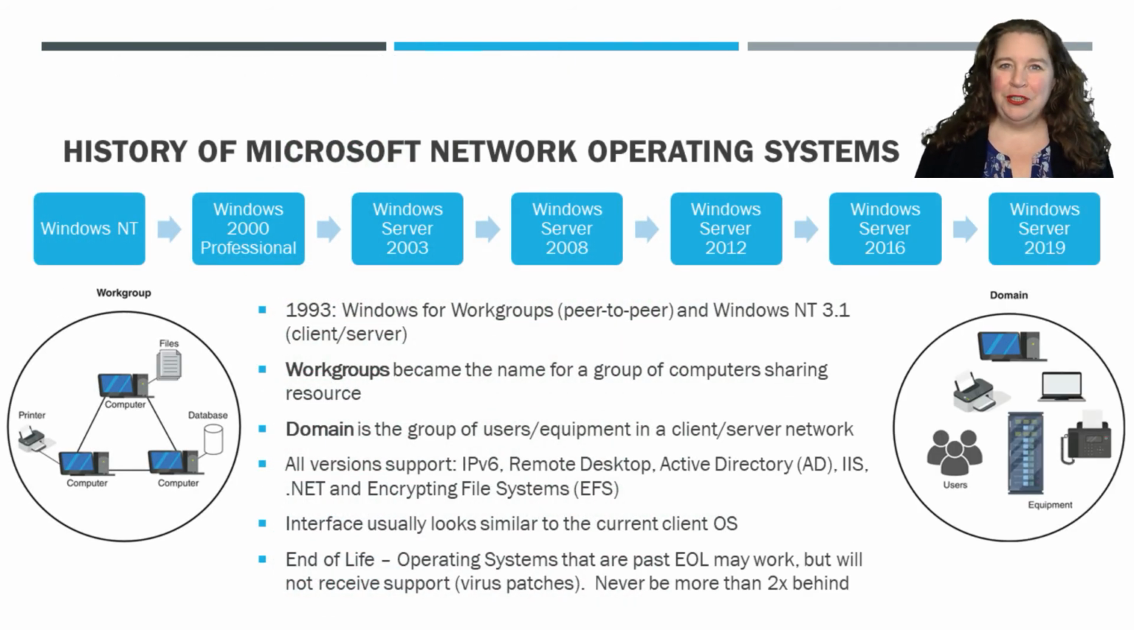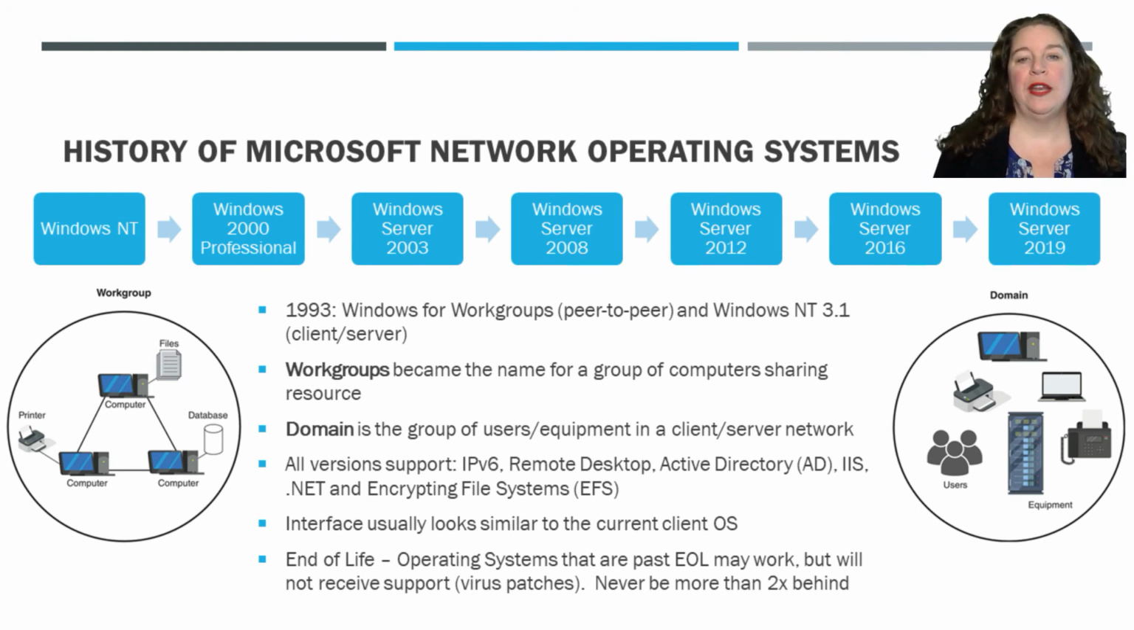Depending on how old you are, you may not remember when Microsoft started their network operating systems. Somewhere around 1993, they first started their Windows for Workgroups peer-to-peer operating system and their Windows NT 3.1. So 1993 is about when Windows NT started. In that time, they have obviously advanced.